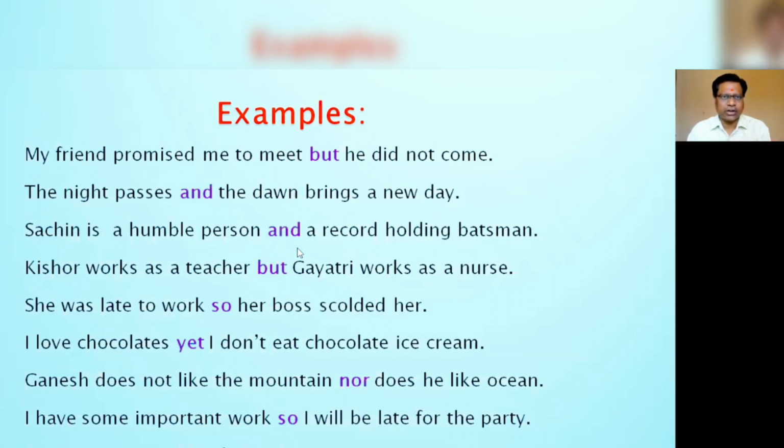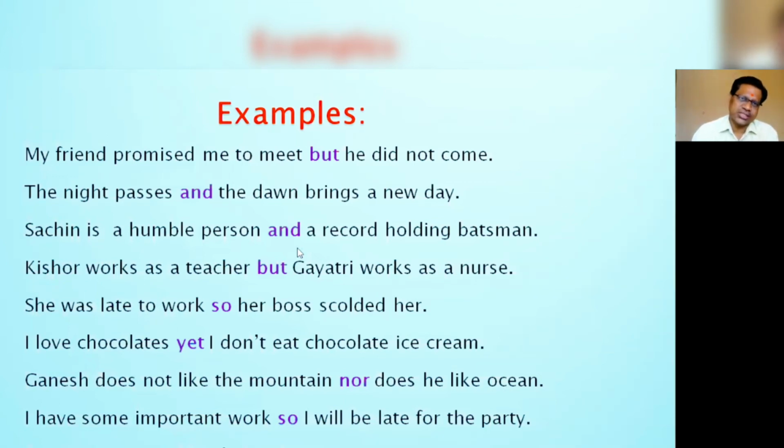So one independent clause is my friend promised me to meet. Two, he did not come. These two independent clauses are combined together with the help of the coordinating conjunction but, and that's why this sentence is formed, which is called a compound sentence. My friend promised me to meet, but he did not come.